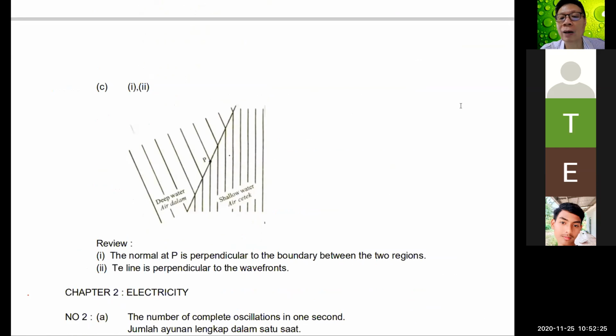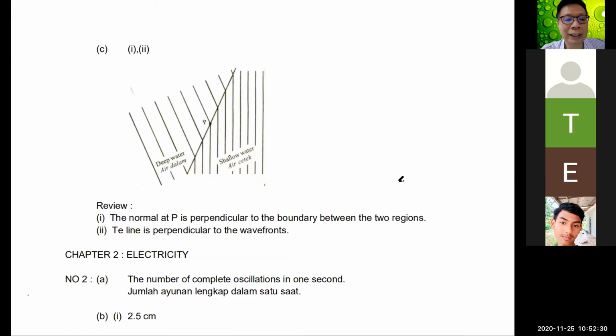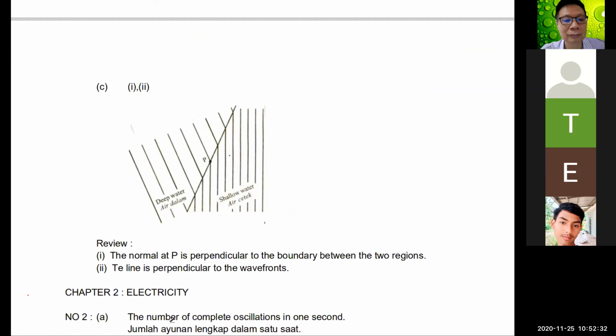Number of complete oscillations made in a unit of time. Yes, correct. The answer is here: the number of complete oscillations in 1 second. This is frequency. Number of complete oscillations in 1 second. This one is frequency. Okay, next.